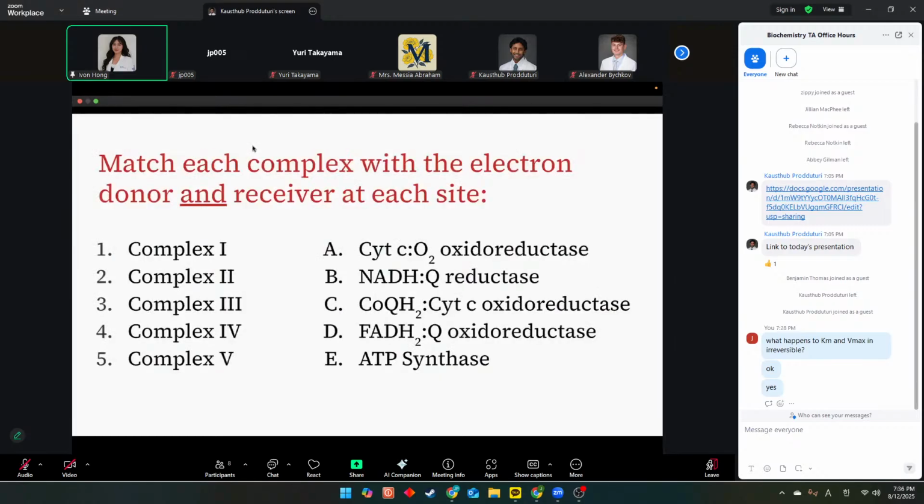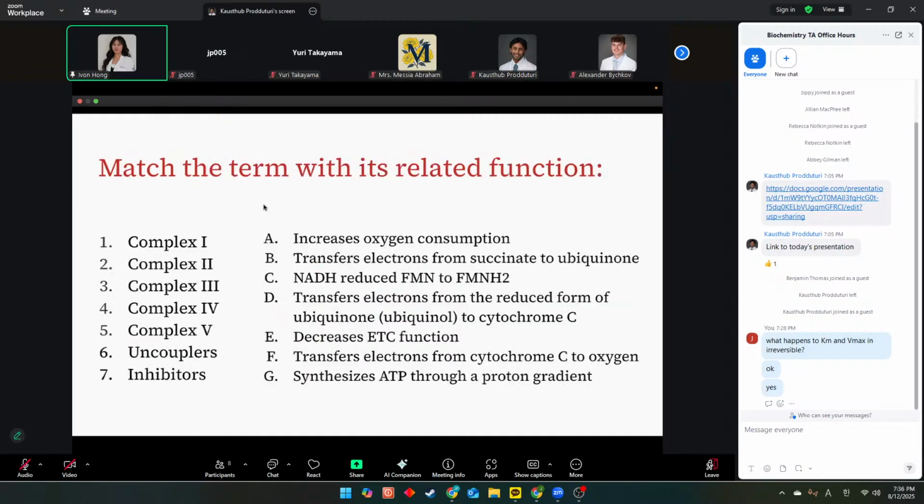And next. I included a couple of slides here that we can skip through, but you can look back on them for practice, just to make sure that you know the donors and acceptors, so where each complex is getting its electrons from and where it is giving them to. That's something you should know for sure, to make sure you have the flow of everything correct. We can skip through the next couple, and then we have terms related to their function. Again, just practice to make sure you know what each function is.